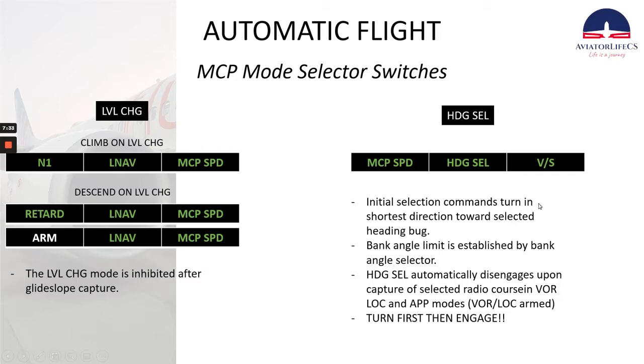Initial selection commands a turn in the shortest direction towards the selected heading bug. Bank angle limit is established by the bank angle selector. Heading select automatically disengages upon capture of the selected radio course in VOR locate and approach modes, VOR locate armed. So turn first and then engage the mode.